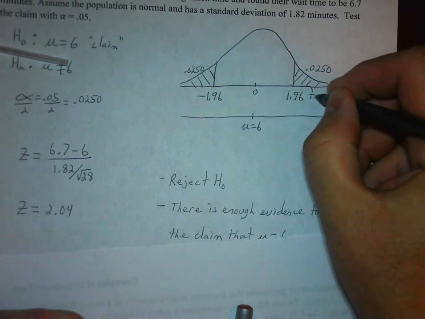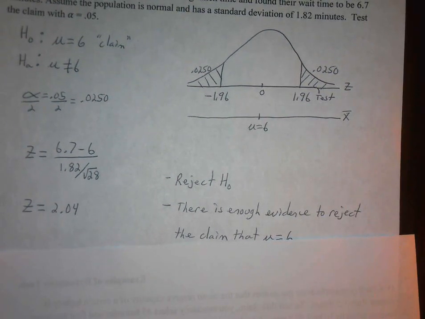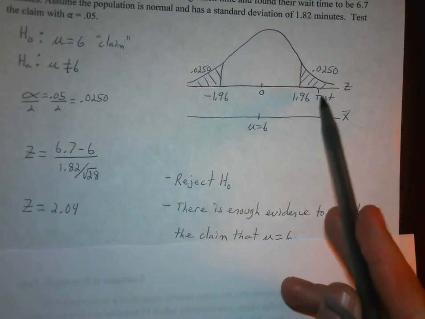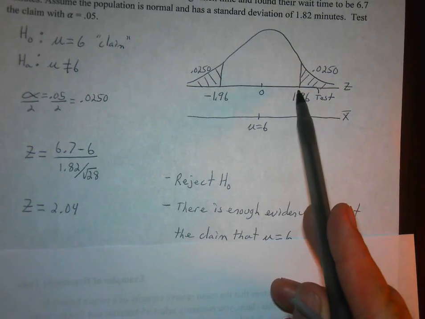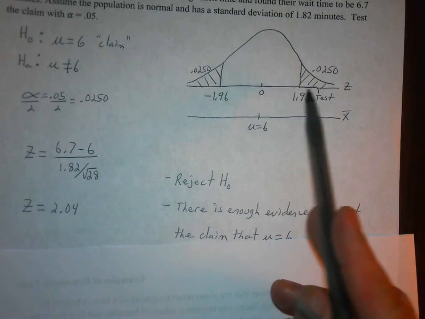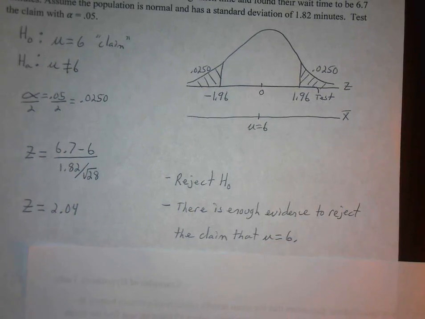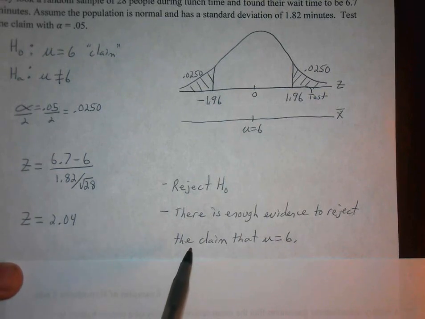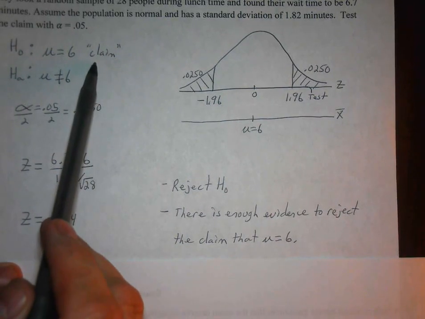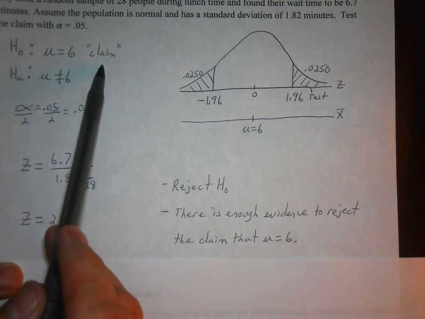Okay, 2.04, our test statistic is a little bit to the right of 1.96. And as long as it's to the right, it's in the rejection region. So what we're going to do here is reject H0, because getting that sample mean of 6.7 was more unusual than we were willing to go. Okay, so 6.7 was too far away from 6, from the center. So we're going to reject H0, and that means we're going to have enough evidence to reject the claim. So here, because the claim was H0, if we reject H0, we are rejecting the claim.